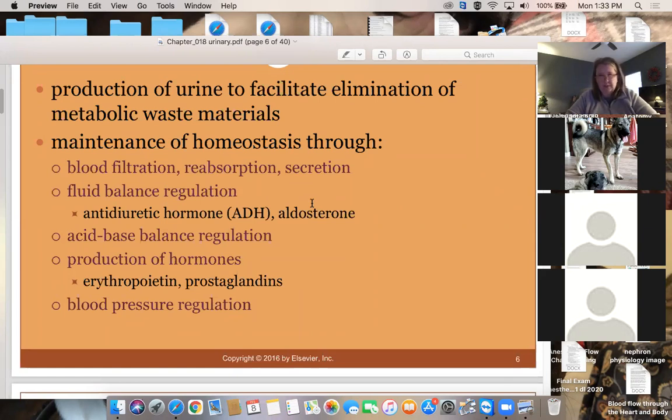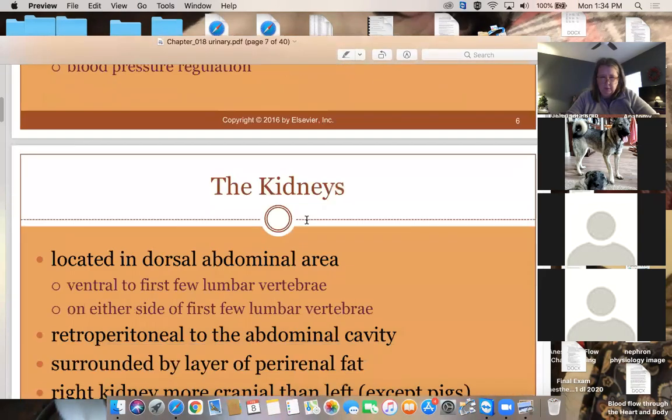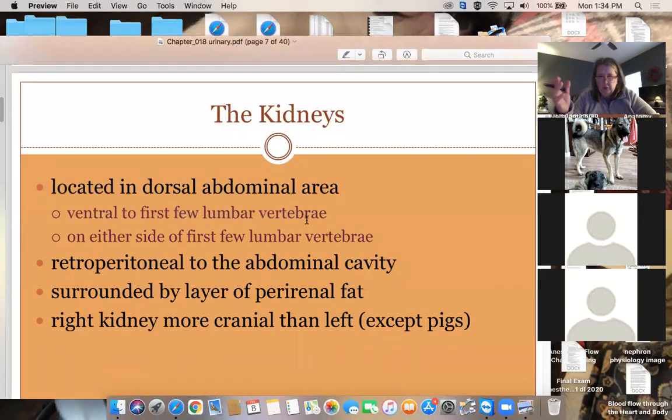So I always like to say, what does this organ do? These are all of the jobs of the kidney. Where are they located anatomically? To describe where they are, not just in the abdomen, okay? They are ventral to the first couple lumbar vertebrae, L1, L2. They're right underneath. They're retroperitoneal, so they're up under the peritoneum. They do have a layer of fat, and there is a capsule that encloses each kidney. And they are also just caudal to the last rib.